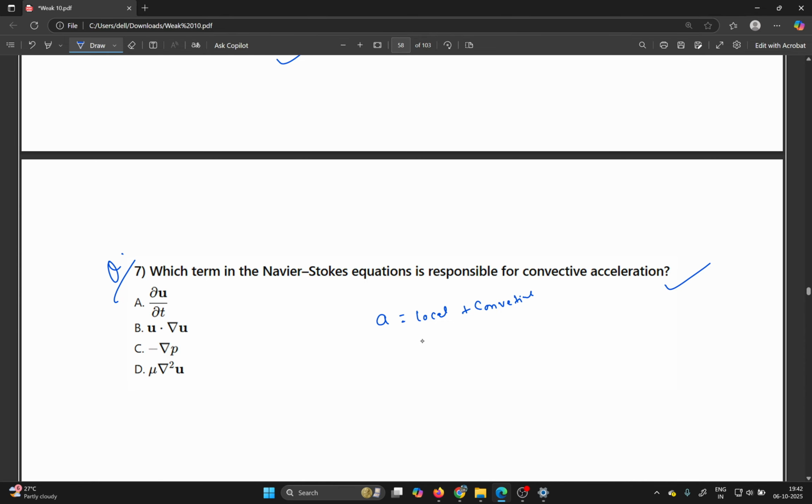So in local acceleration, if I am writing in the x direction, you have del u by del t plus u del u by del x plus v del u by del y plus w del u by del z. So these three you have in three directions, but I'm writing only the x direction. So this is your local and this is your convective.